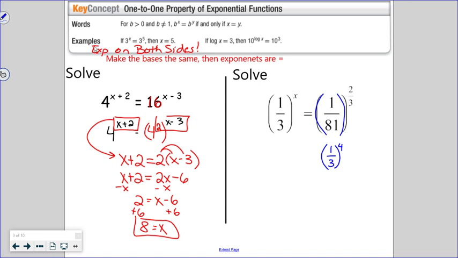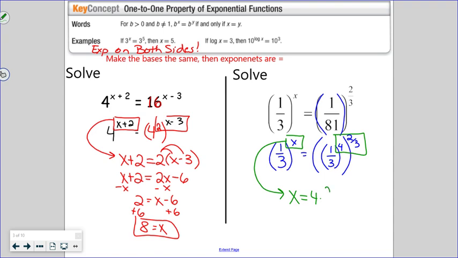This is still 1/81, right? You with me? Okay. So I have not changed that number. I just changed what it looks like. Same problem. All that's changed is this now looks a little different. Same number. But they now have the same base. And once they have that same base, I can now just look at the exponents and write that equation. x equals 4 times 2/3. Make it look like a fraction. Multiply straight across the top, straight across the bottom. 8/3.